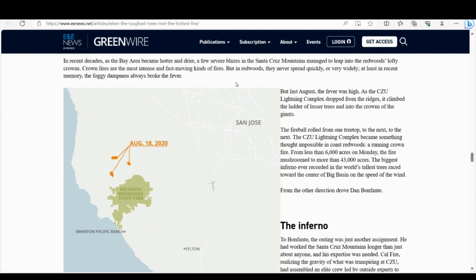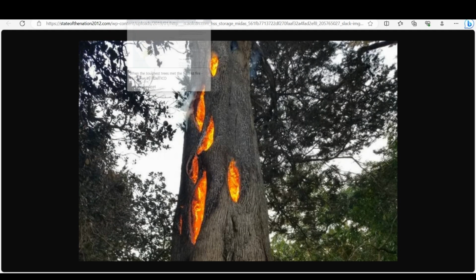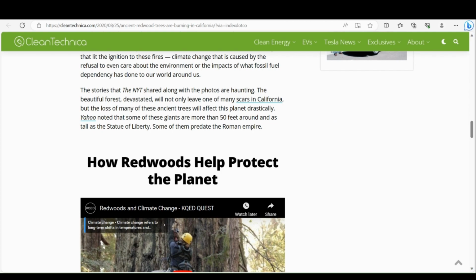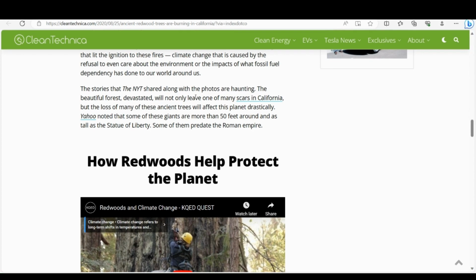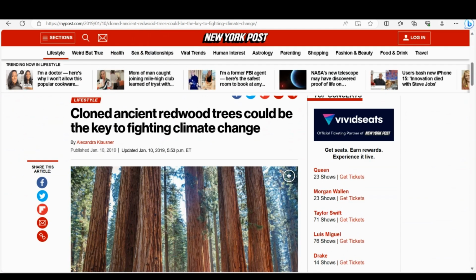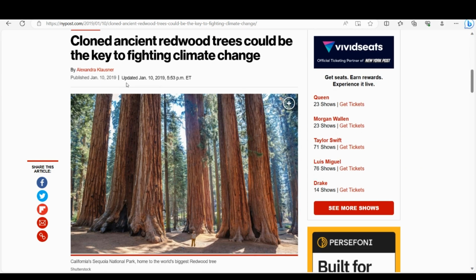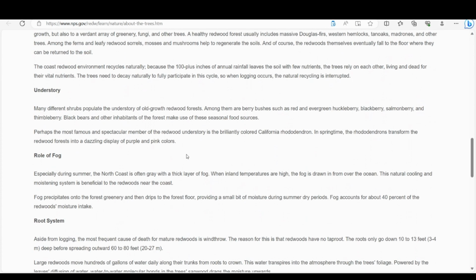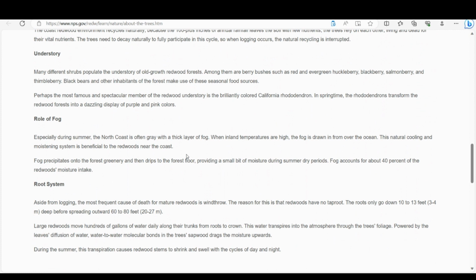It's just sad to me that they can continue on the path that they're continuing on when it comes to weather modification and stuff. And they talk about cloning. Supposedly they have been cloning as a key to fighting climate change. This was a year before the fires. And they talk about the role of fog in this article too, and how the fog helps with the forest greenery and helps to keep them alive.